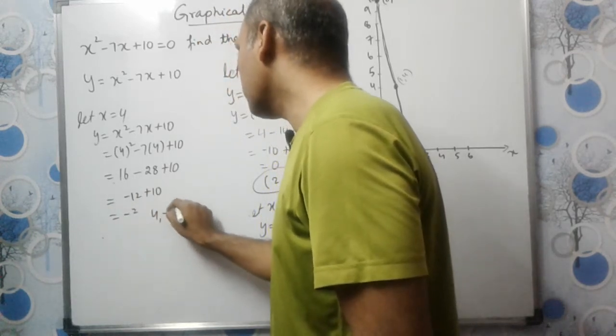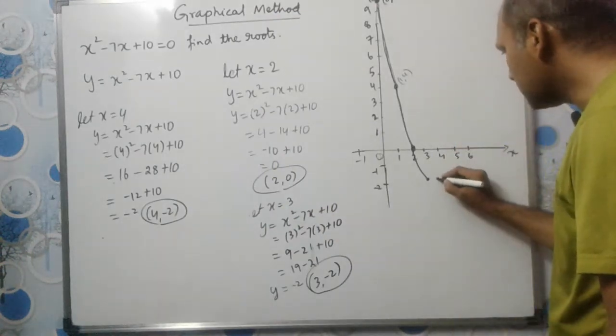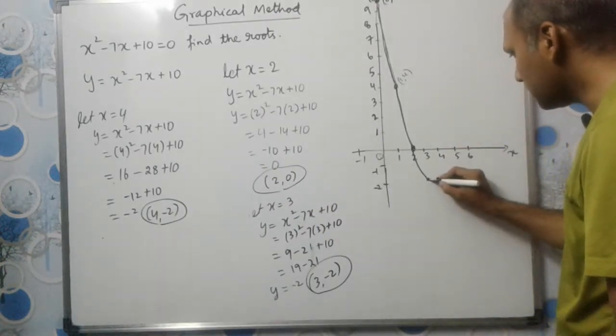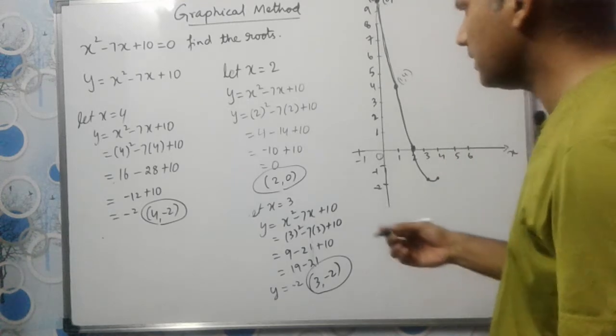So 4 comma minus 2. So 4 comma minus 2 is here. x is 4, y is minus 2. So like this. This is the point. We need to draw a curve like this, right?